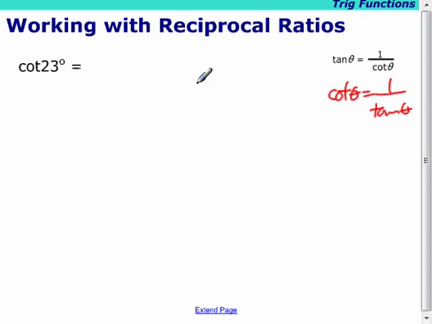So if I look here, I have cotan of 23. I could just plug that in there. Cotan of 23 is equal to 1 over the tan of 23. Just following this reciprocal ratio right there. So on my calculator, I simply go 1 divided by the tan of 23. I get about 2.36. So the value of this, cot 23, is 2.36.